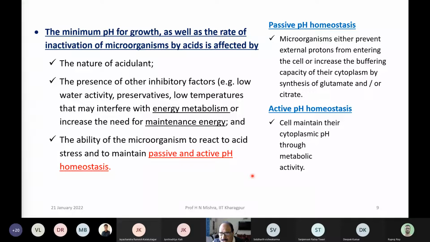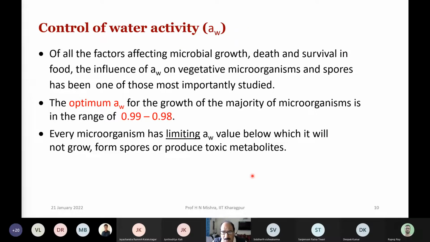In passive pH homeostasis, the microorganism either prevents external protons from entering the cell or increases the buffering capacity of its cytoplasm by synthesis of glutamate or other compounds like citrates, etc., which balance the pH or nullify the effect of the stress. In active pH homeostasis, the cell maintains its cytoplasmic pH through metabolic activity, regularly, through its original metabolic activity. The important thing is that for as long as the cell is able to maintain its pH homeostasis, its genetic processes, growth, etc., will continue. Otherwise, if it is not able to fight that, its growth will stop. Okay, so this was briefly about the pH.